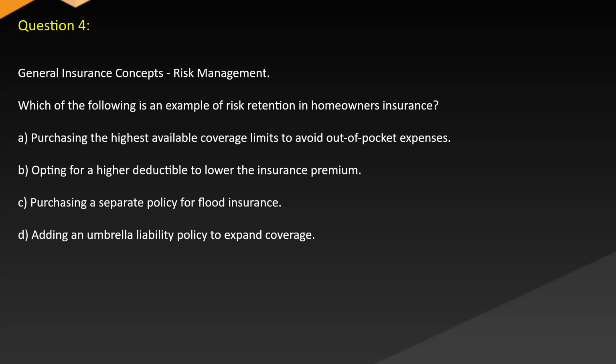General insurance concepts. Risk management. Which of the following is an example of risk retention in homeowners insurance? A. Purchasing the highest available coverage limits to avoid out-of-pocket expenses. B. Opting for a higher deductible to lower the insurance premium. C. Purchasing a separate policy for flood insurance. D. Adding an umbrella liability policy to expand coverage.